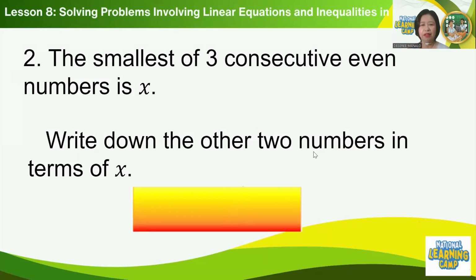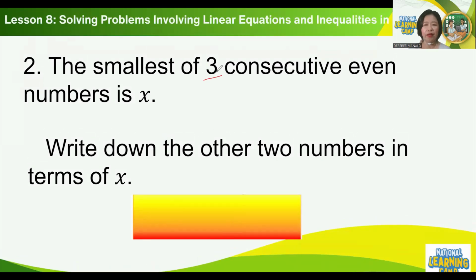Number 2, the smallest of 3 consecutive even numbers is x. Write down the other 2 numbers in terms of x. So we have the information here, 3 consecutive even numbers, represented by x. It is said here, write down the other 2 numbers in terms of x. So consider the word consecutive even number in this representation. Let's find out what is the answer.